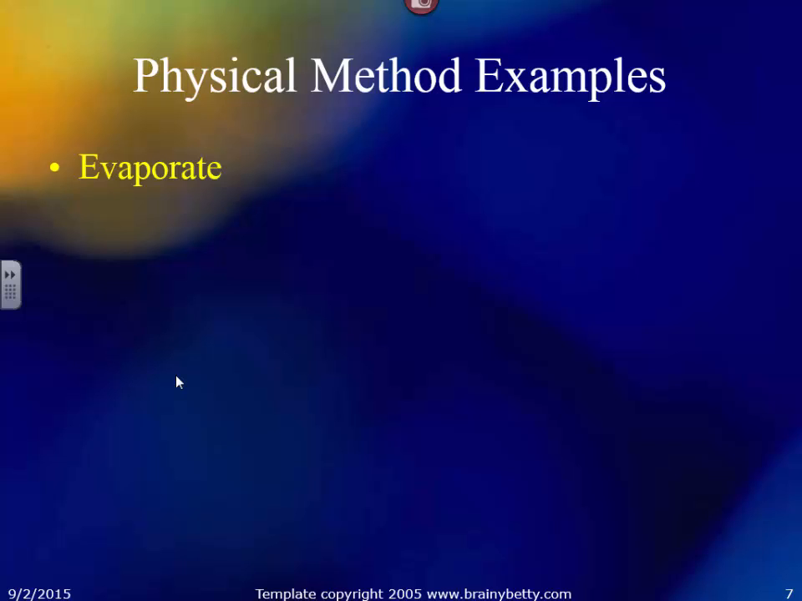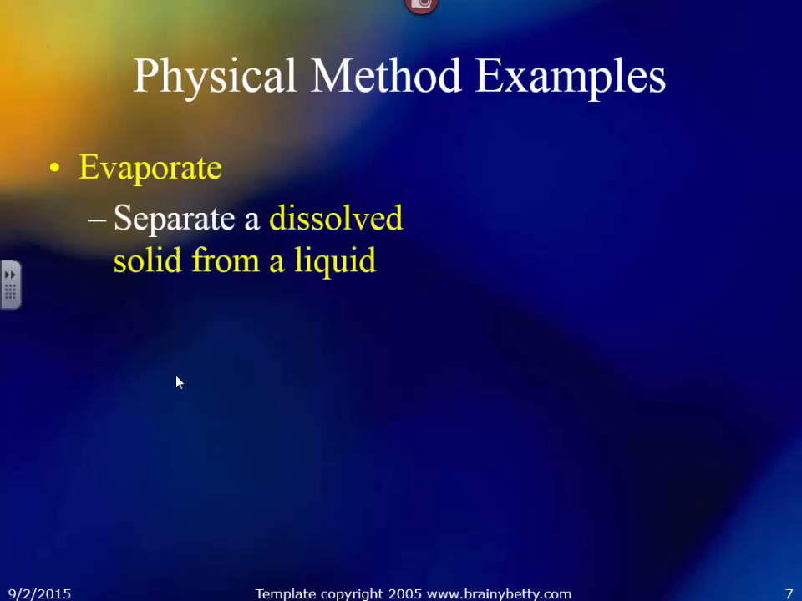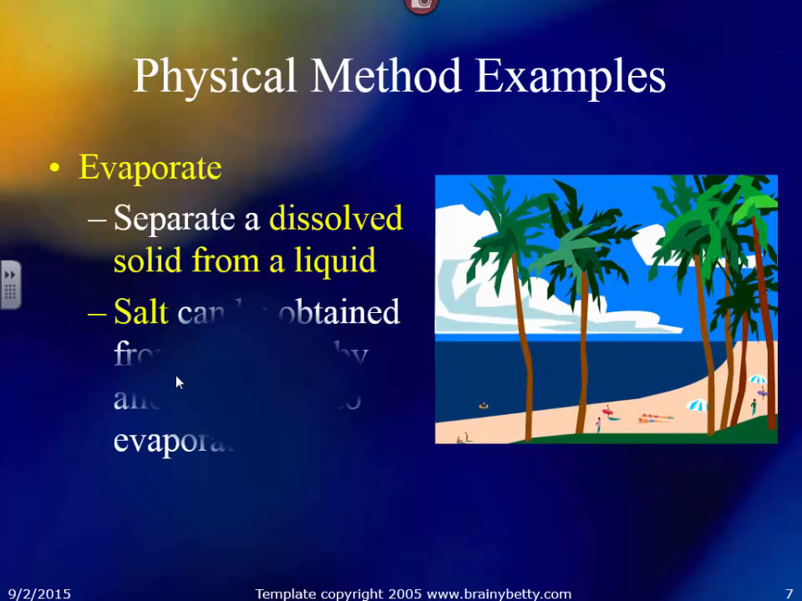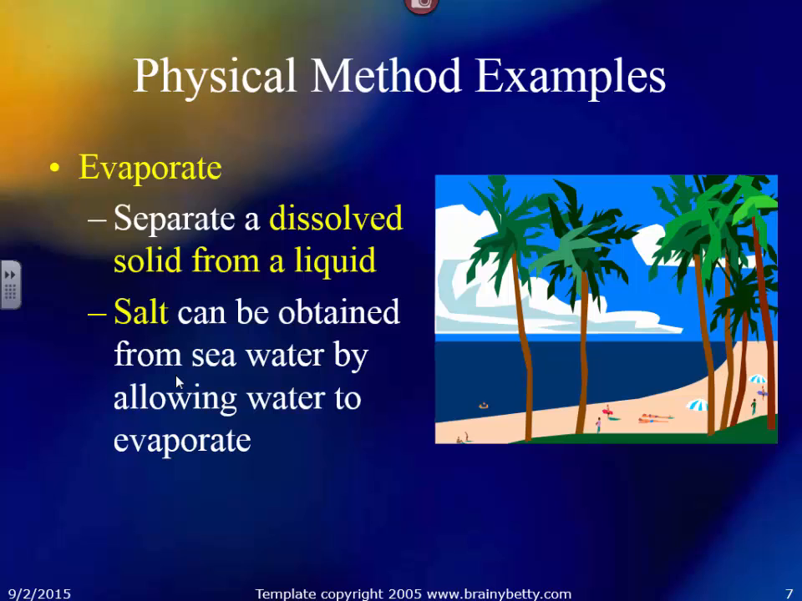Next one, evaporation would separate a dissolved solid from a liquid. If you evaporate the liquid, the solid will be left behind. This would, in fact, work for a mixture of salt water. And this is one of the ways that they make salt. Take a whole bunch of seawater, let the water evaporate, salt gets left behind.